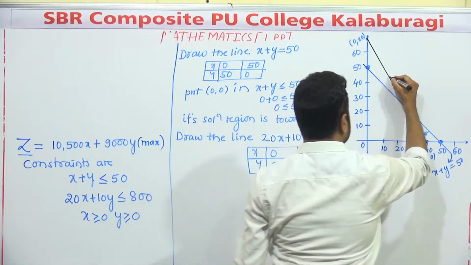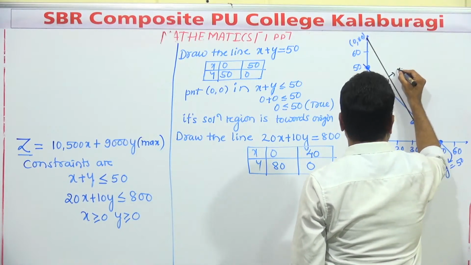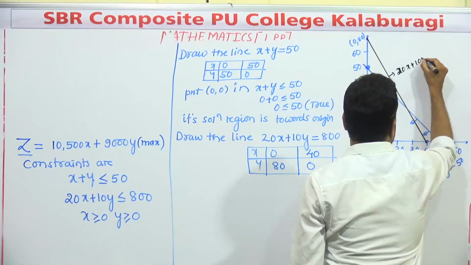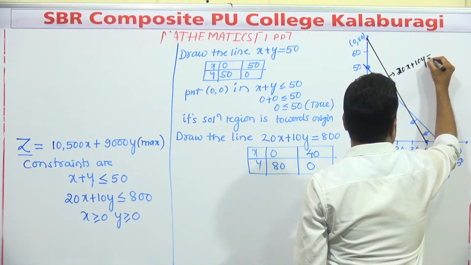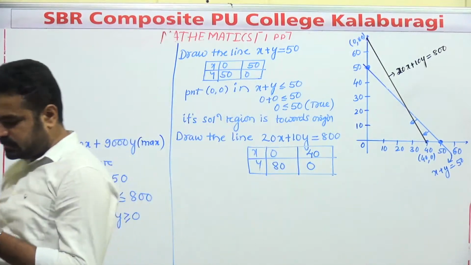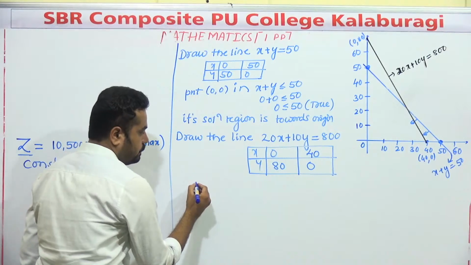And what is this equation? Its equation is 20x plus 10y is equal to 800. Okay. And what does the next constraint tell us? The feasible region is on the first.